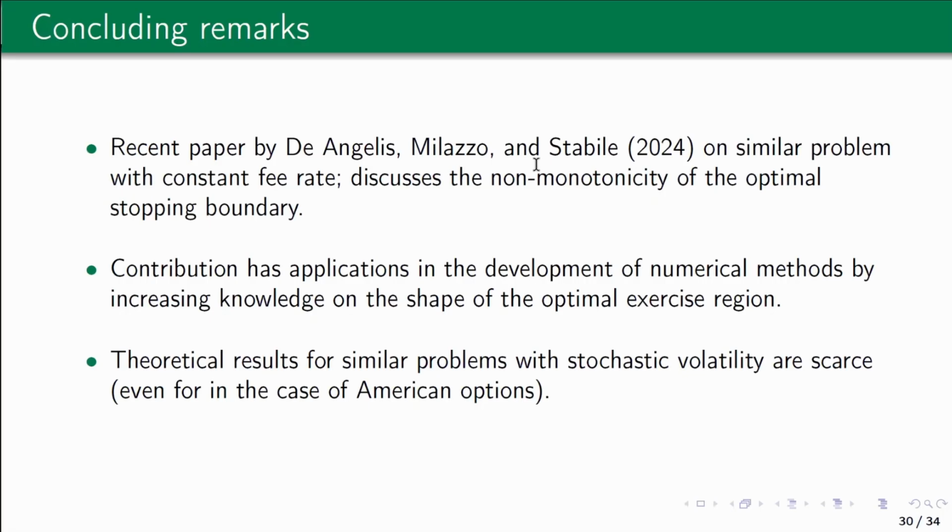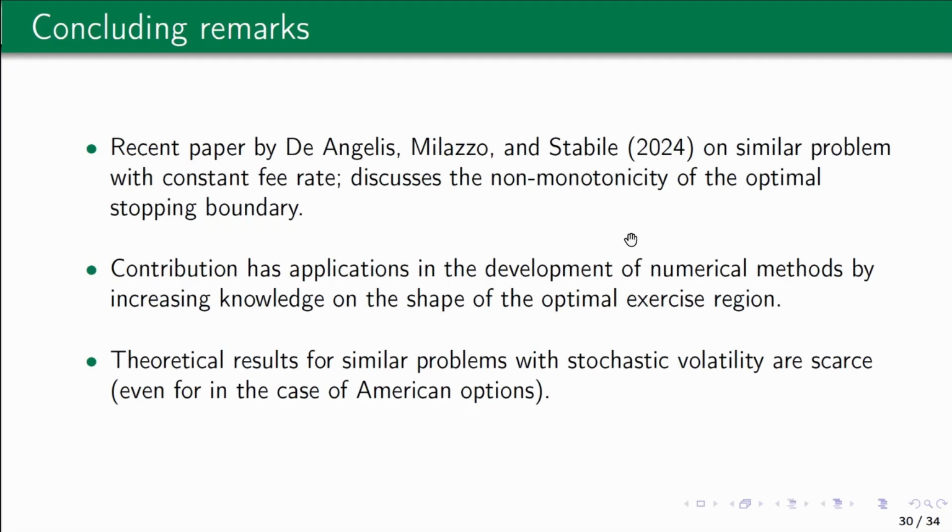And some concluding remarks. At the same time as we were working on this paper, we realized that Tiziano De Angelis and other co-authors were working on a very similar problem, which was a bit stressful, to be honest. But it's a very nice paper. They're working only with the constant fee rate, but looking at their work was very interesting because they confirm some of the results that we have. They have further assumptions on the surrender charge. Some of the results depend on the monotonicity of the optimal stopping boundary. So this makes this problem even more interesting to study because of this non-monotonicity.